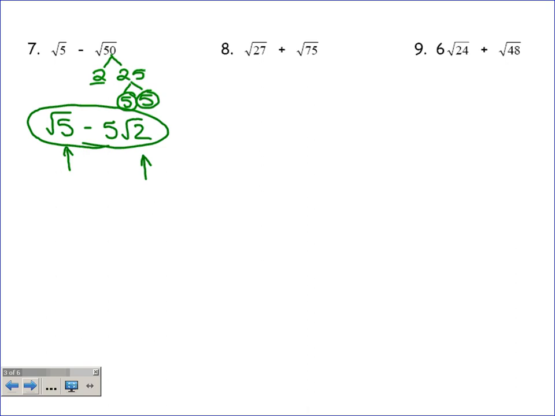Okay. Number 8. Right, how do we break down 27? Remember, you're going to have to use it without your calculator, so maybe you want to get in the practice of doing this now. 3 and 9. How do we break down 9? 3 and 3. Okay, so how can we rewrite square root of 27?